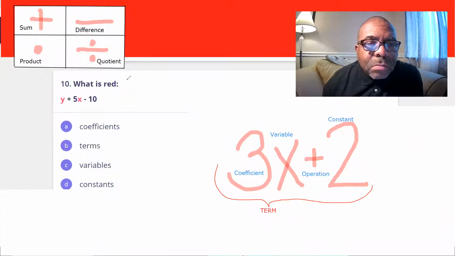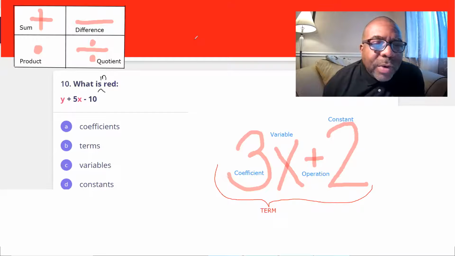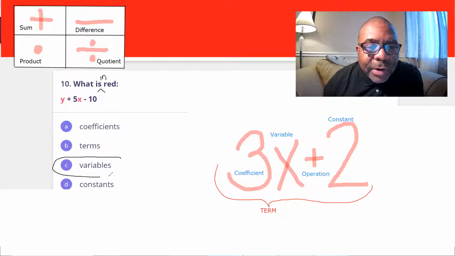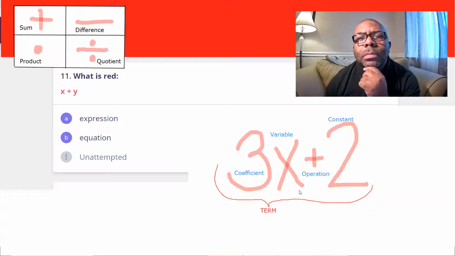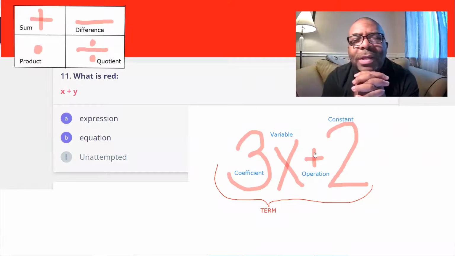What is in red? I think they need to put what is in red. That may help you a little bit. So what is in red? The red letters are the variables. Okay, I think we're ready to move on to something a little more difficult. I'm going to let that marinate.